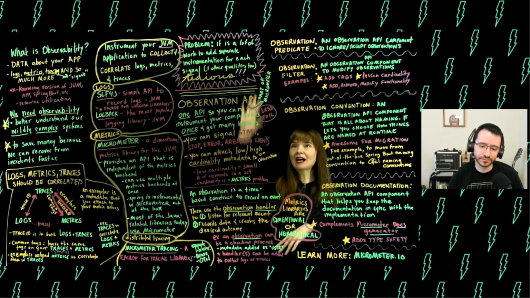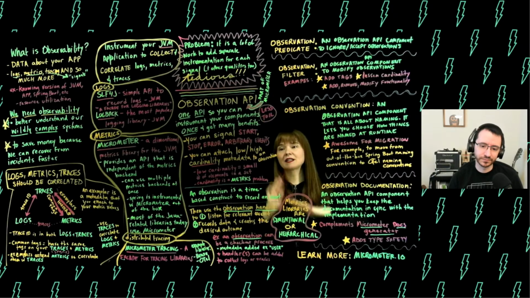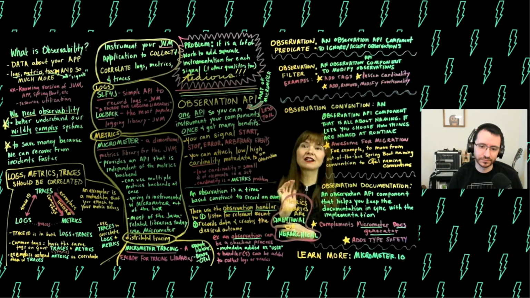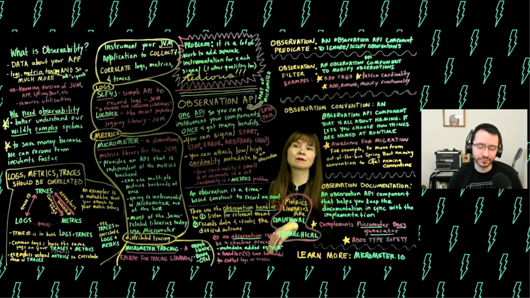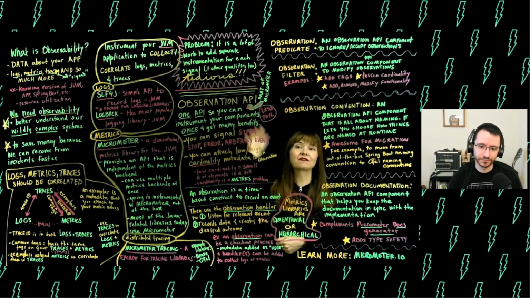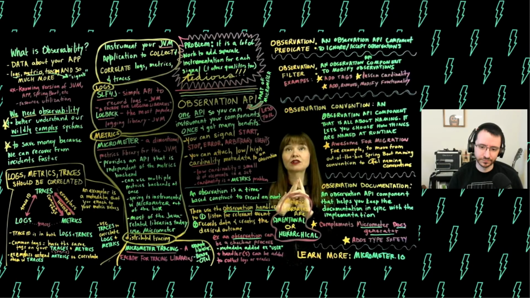So then we have this Observation API. It's awesome because now if we decide later we want to collect more, we don't have to re-instrument the application itself. We can just add different observation handlers. So not only is it less toil to add in the first place, but it's much easier to update, much easier to collect more information.